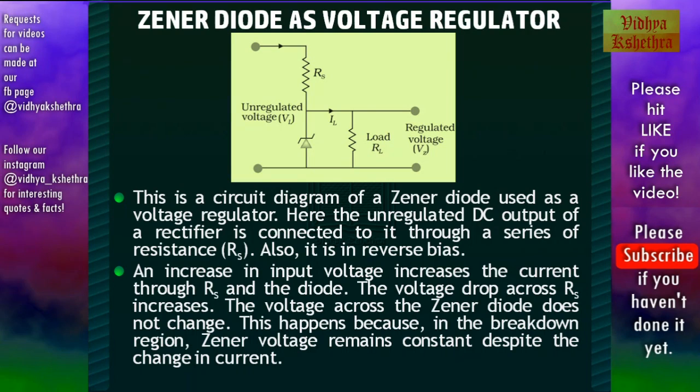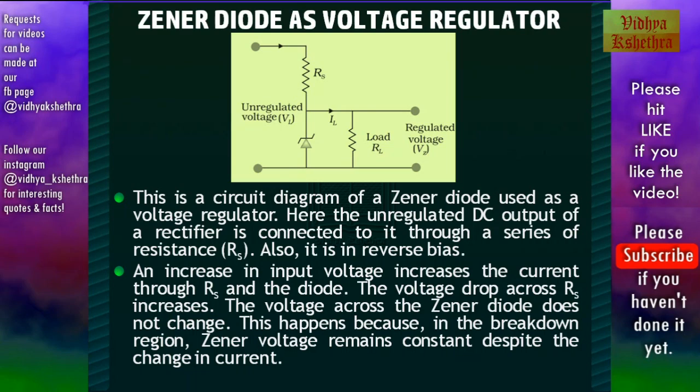An increase in input voltage increases the current through RS and the diode. The voltage drop across RS increases. The voltage across the Zener diode does not change. This happens because in the breakdown region, Zener voltage remains constant despite the change in current.